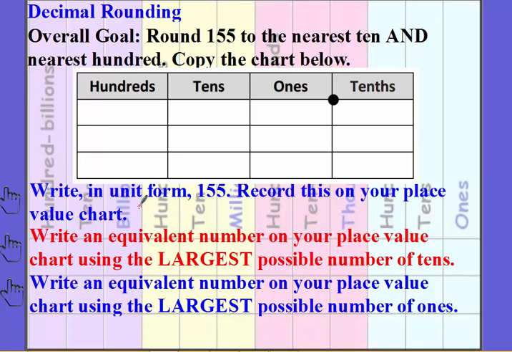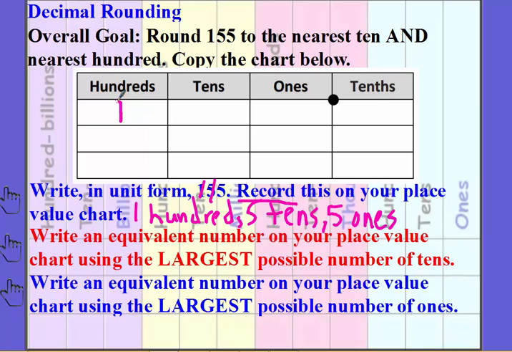So unit form would be 100, five tens, and 5 ones. And then it says record. Record means to write or keep track of. So I'm going to write that up here. I have 1 hundred, 5 tens, 5 ones. Let's check, see if our answer matches. And look at that, it does. So now let's go to our next one.